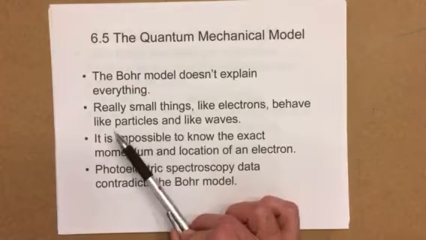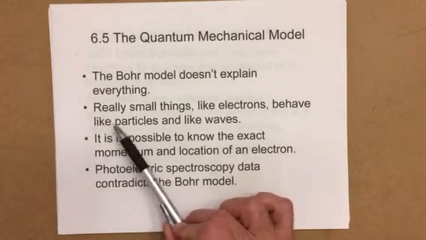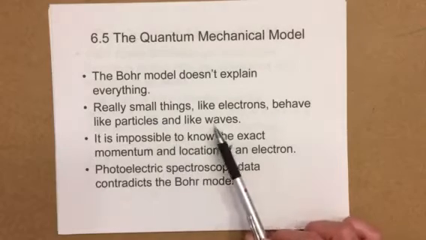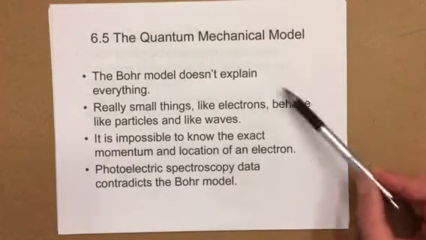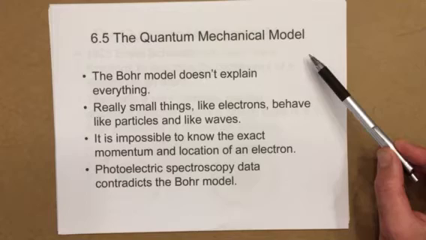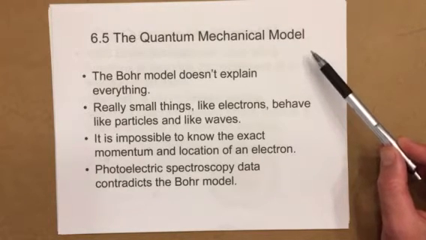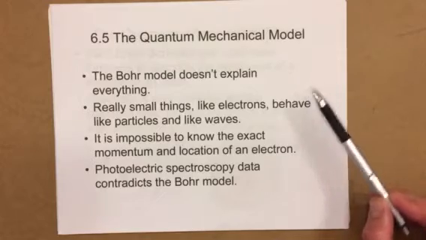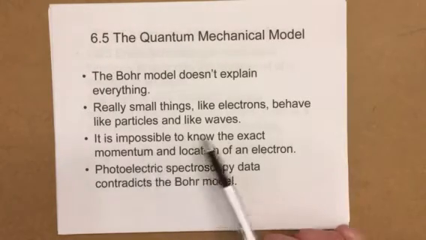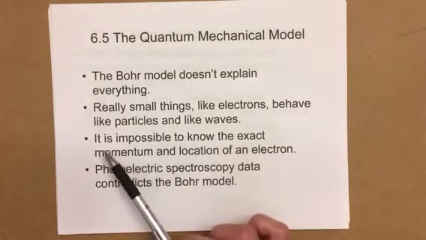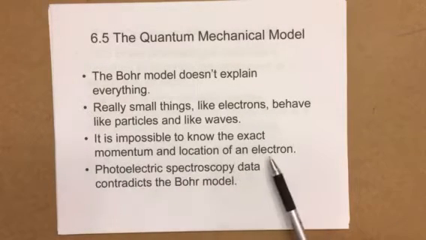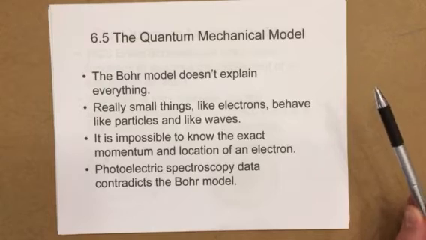Some things that are not explained by the Bohr model is that really small things like electrons behave like particles and like waves. In the Bohr model, we have those circular orbits, and the electrons just travel around in a circular path, and we know exactly where they are at all times. We find that with really small things that behave like waves and particles, it's impossible to know the exact momentum and the exact location of something like an electron.